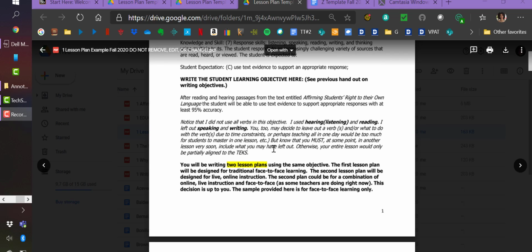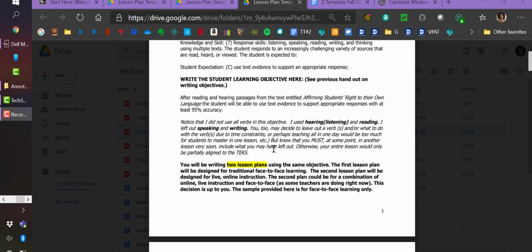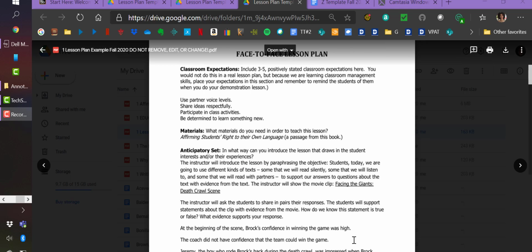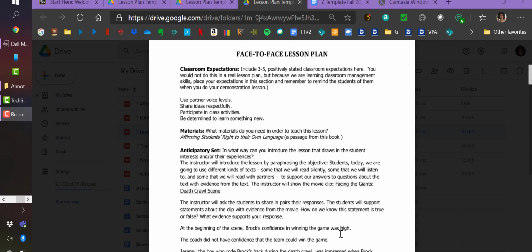And then we previously talked about how we write our lesson objective. And so here is my sample lesson objective. And you can look at that on your own example and see where we are. This week, we're going to continue into our actual lesson.